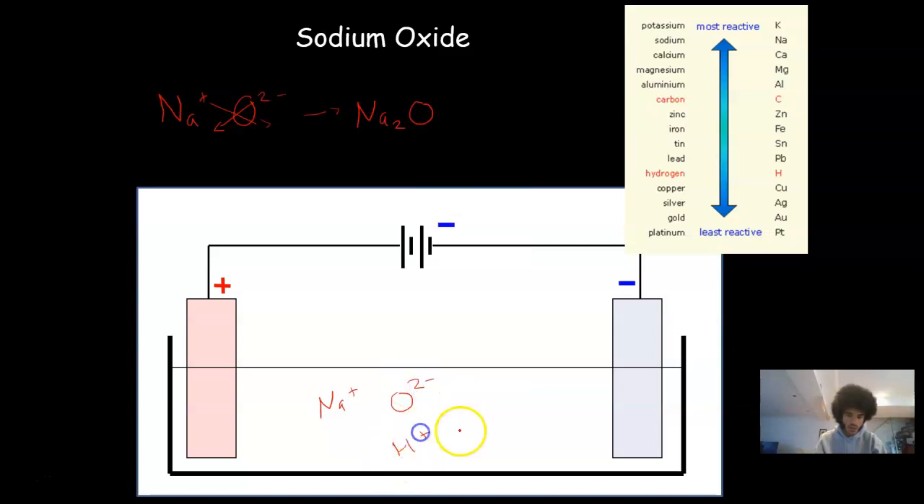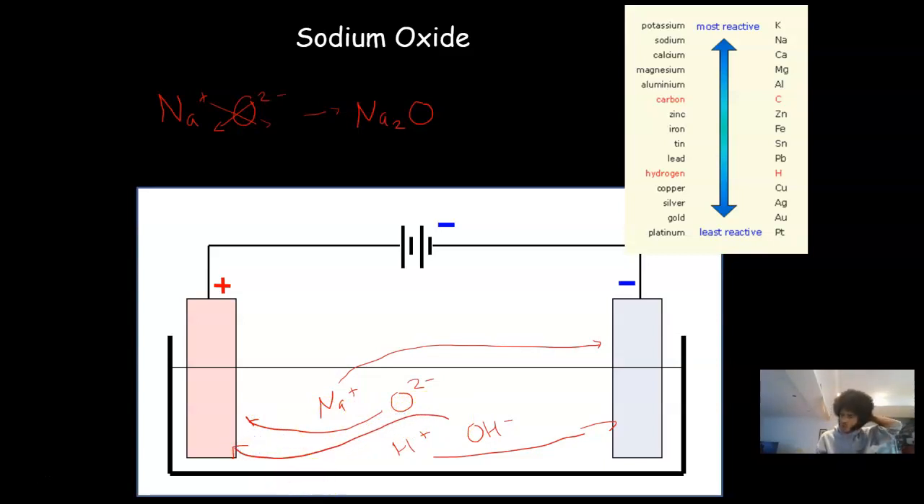I've also got H plus and OH minus. So let's start pairing these in different directions. I've got the sodium ion going over here, and the hydrogen ion going over here, and then my oxide ion goes over there, and my hydroxide ion goes over there. So the question now is, what do I make at these different electrodes?